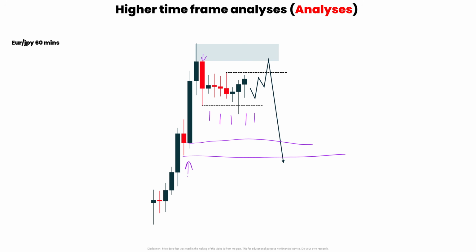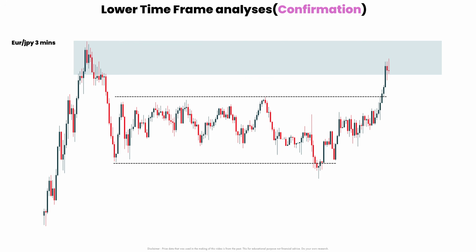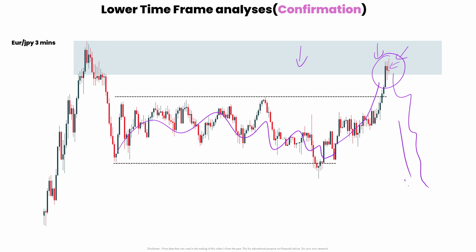So when we move on to the lower time frame, this is the Euro JPY on the 1 hour time frame. If we move on to the lower time frame, the 3 minutes, here we can clearly see that when price was just playing around in this area, we were looking for sells around this area here. And then here, this is where you will wait for a rejection. You can clearly see a rejection here. And then you will wait for price to move to the downside.